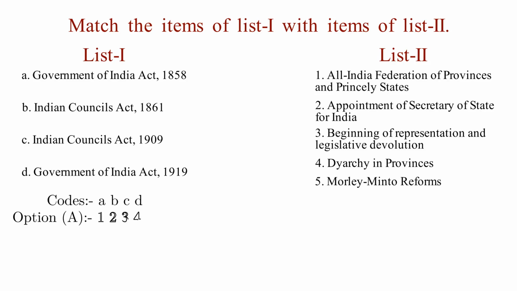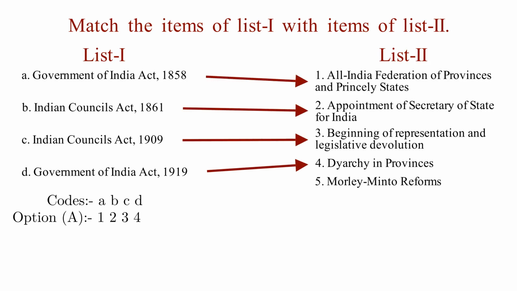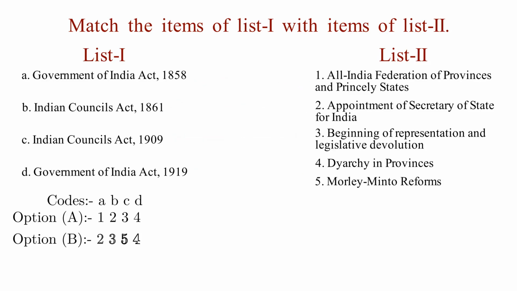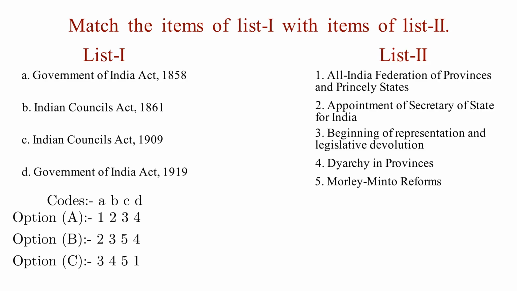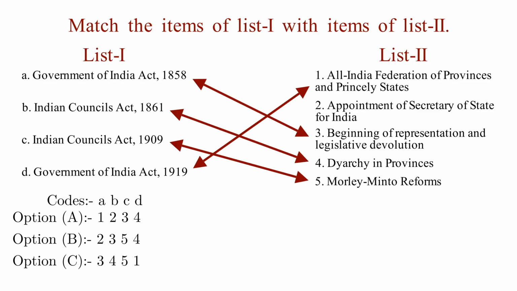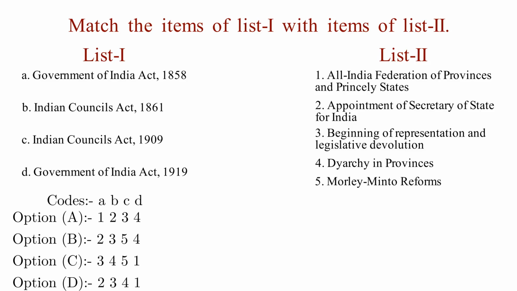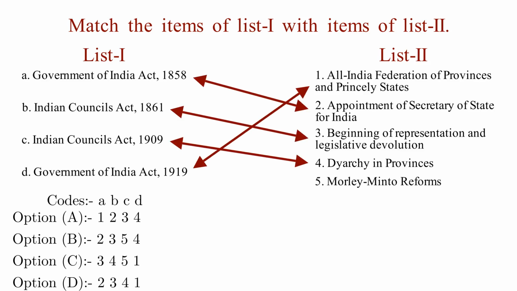The option A is 1, 2, 3 and 4. The option B is 2, 3, 5 and 4. The option C is 3, 4, 5 and 1. And the option D is 2, 3, 4 and 1.